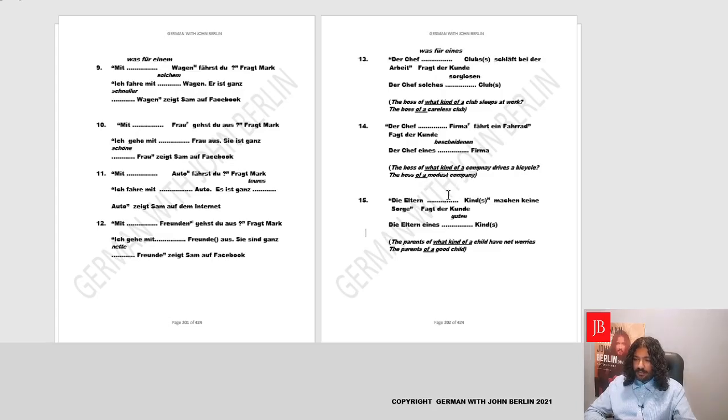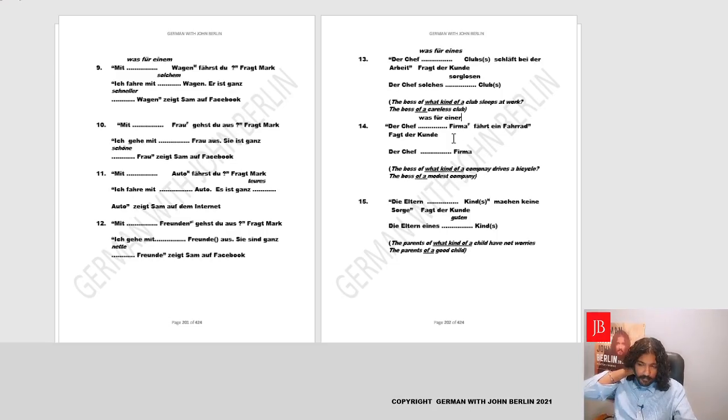The 14th and the 15th. The boss of what kind of a company rides a bicycle, asks the customer. The boss of such a modest company. Yes. So we'll try to do it. Let's find out. So der Chef, what kind of a company? Company is feminine, Firma. So what kind is was für? Let's write was für. Now of we'll basically be using genitive. That's des, der, but we need indefinite, eines, einer, eines. So this is feminine, einer. Was für eine Firma? Der Chef was für eine Firma fährt ein Fahrrad, fragt der Kunde.